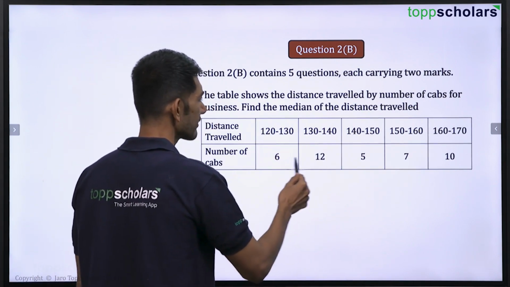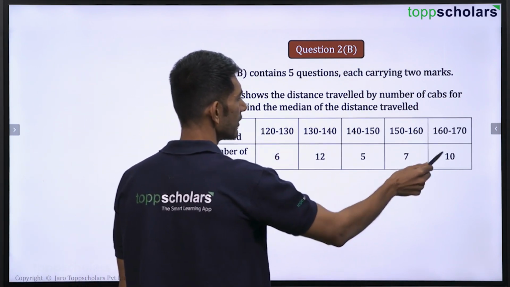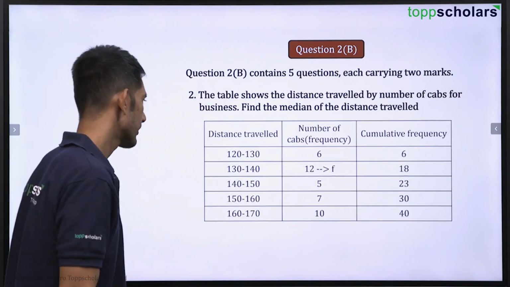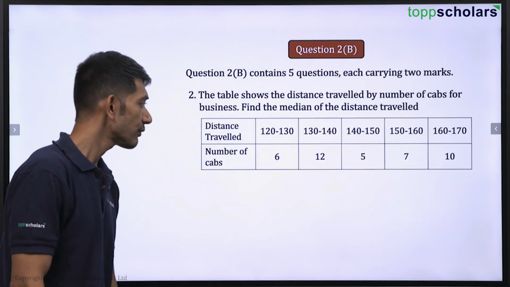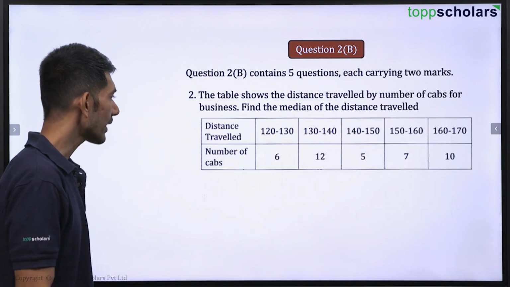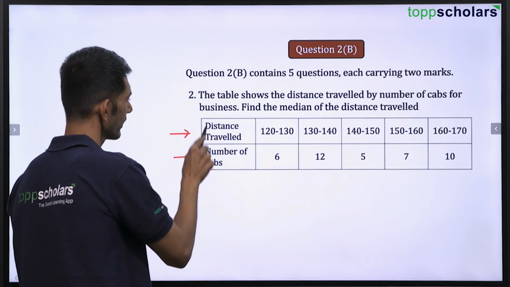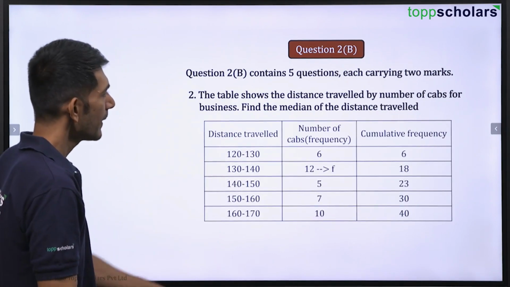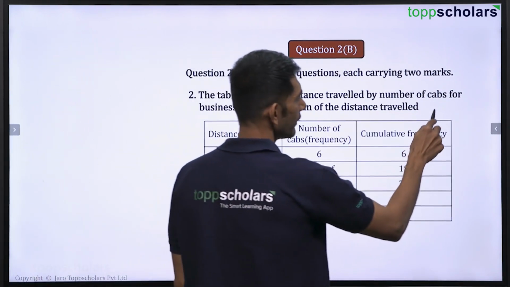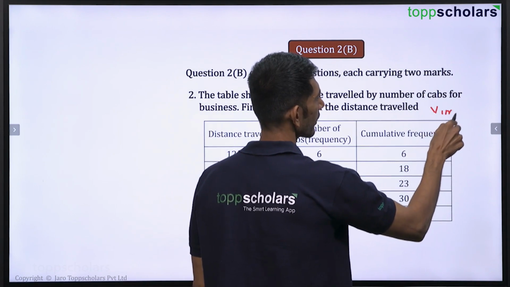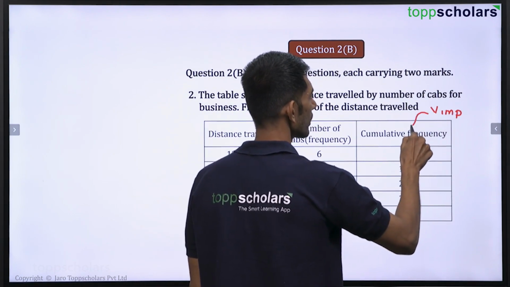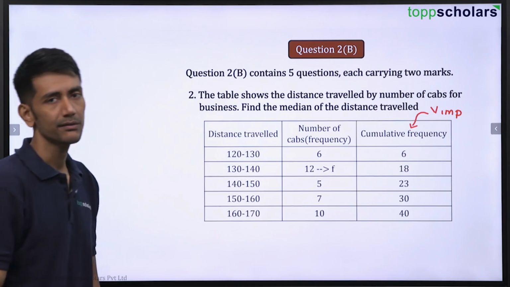And then how many cabs? 6 cabs, 12 cabs, 5 cabs, 7 cabs, and 10 cabs. So how do we do that? So firstly, what are we going to do? We are going to write down this in the first column and this in the second column. Then very important, we are going to find out the cumulative frequency.